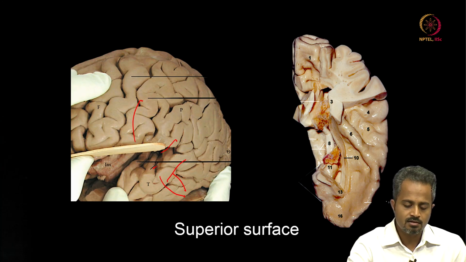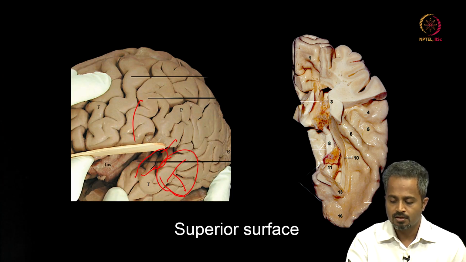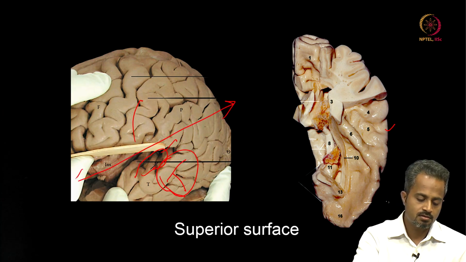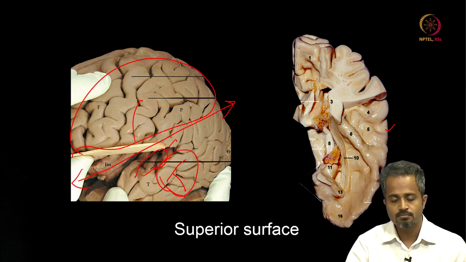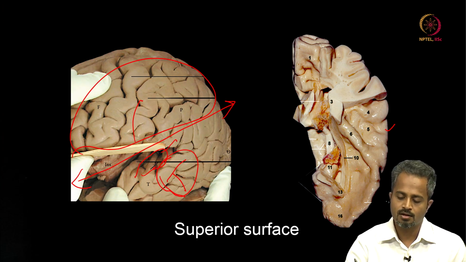So, that is the temporal lobe, of which the superior surface has been exposed here by retracting the inferior surface of the frontoparietal lobe. So, here is the picture where this section of the brain has been removed, and this is the topmost view. When you look from the top, this is how it would look.